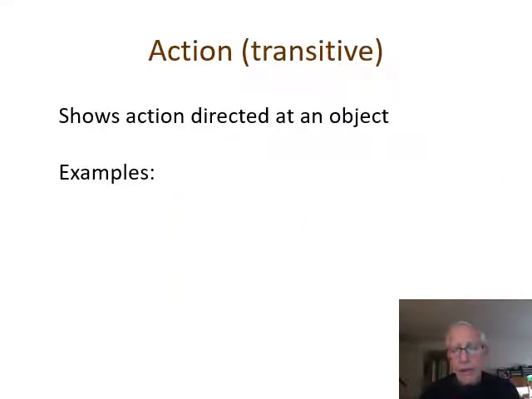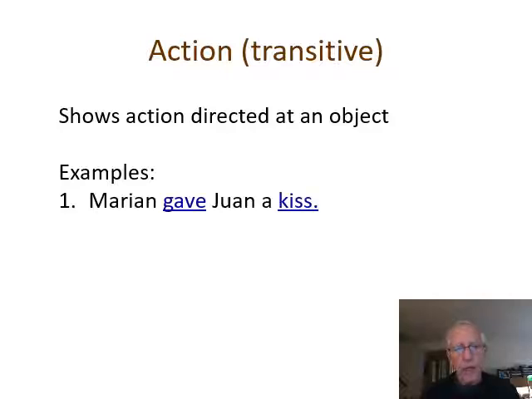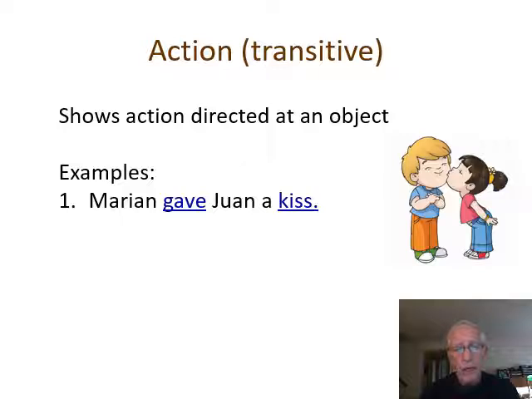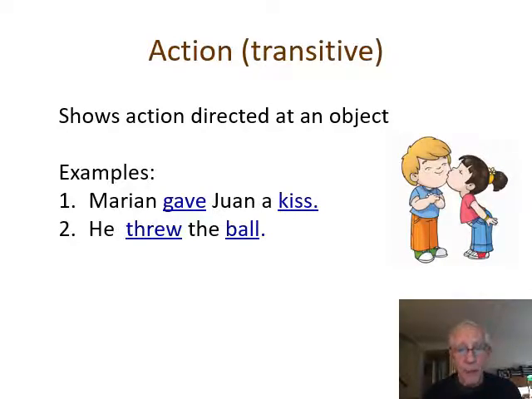Now let's look at transitive, which is a little bit different. They do require an object. If I were to say, for example, Marion gave Juan a kiss. Oh, that's just wonderful. She gave him something. Marion gave Juan. You're wondering what? You need an object to make sense of this. You can say Marion gave Juan a comic book, or Marion gave Juan a toy, or something like that. But an object is required in order to complete that sentence.